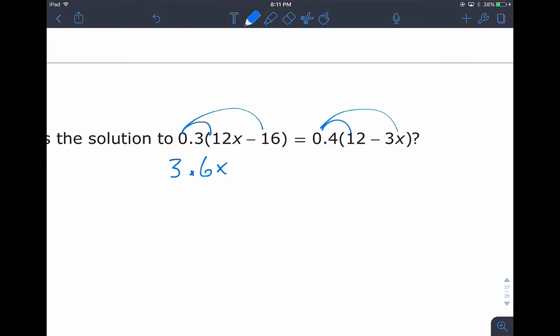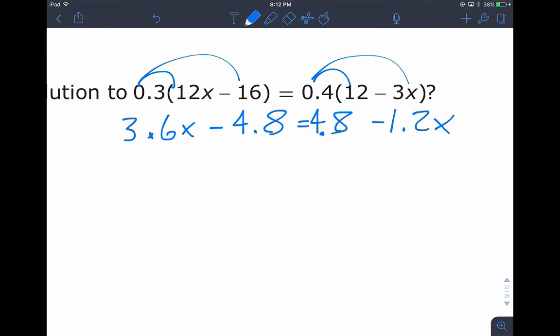And then you got 0.3 times 16. I think that's minus 4.8. So kind of getting a little bit weird going on there. 0.4 times 12, I believe that is going to be 4.8 again, which is kind of strange. And then you got 0.4 times the negative 3, so I believe that's negative 1.2x.